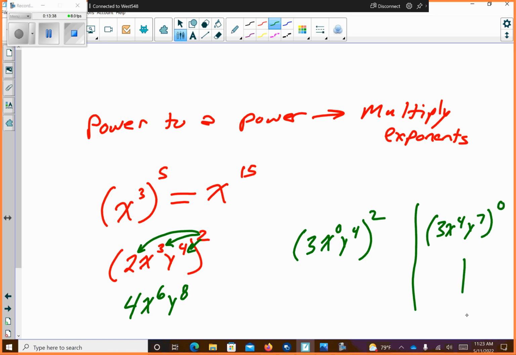So this one is just going to give me an answer of 1. Where some students slip up with this a little bit, the only thing that is 1 in this problem is x to the 0. So technically this becomes this. Then distribute: 3 squared is 9, y to the 8th. There's no longer an x because x to the 0 is 1. So you just replace x to the 0 with 1. 3 times 1 is still 3.